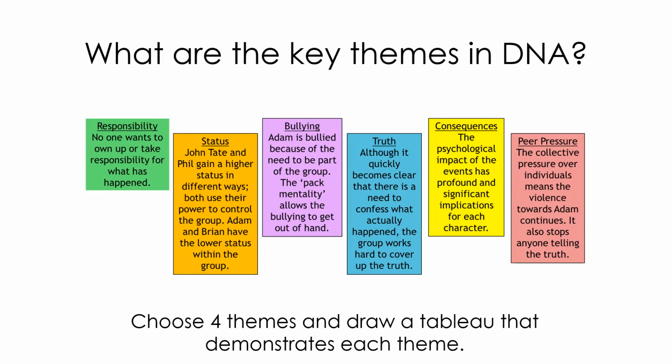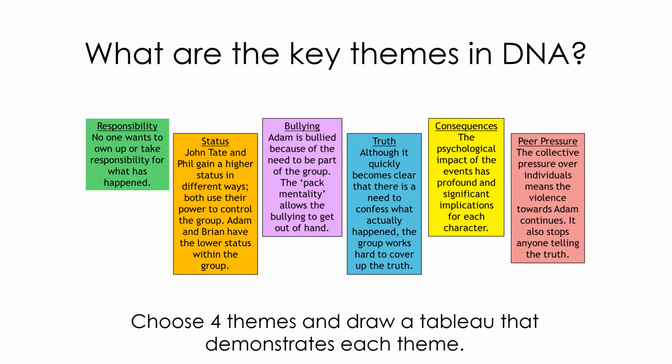So now we have a list of each of the key themes and a bit of information about how it's explored in the play. I would like you to choose 4 of these and to just do a quick sketch of a tableau that demonstrates each theme. Now remember that a tableau is like a freeze frame of a piece of drama. I'm not in any way looking for artistic masterpieces here. I'm happy for you to use stickmen, etc.